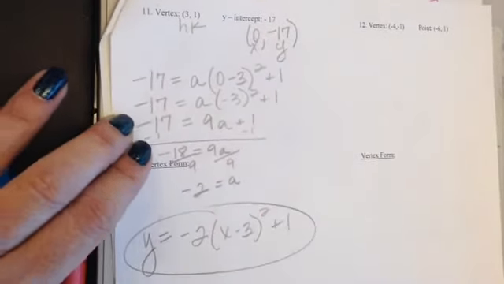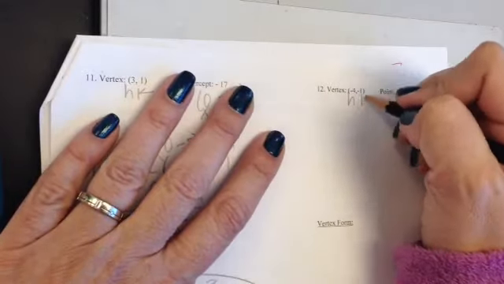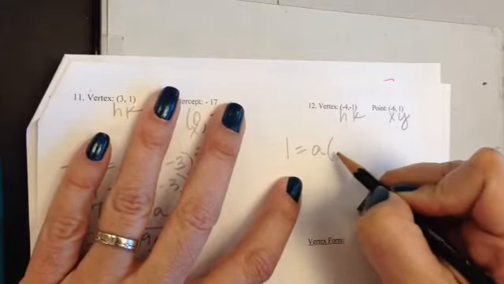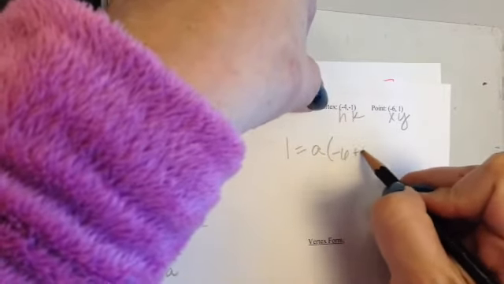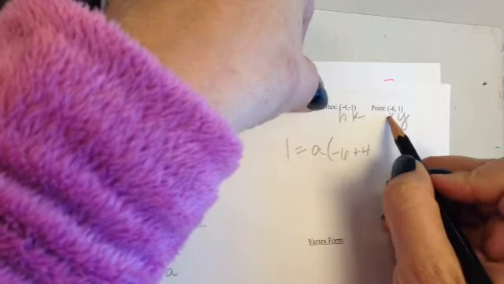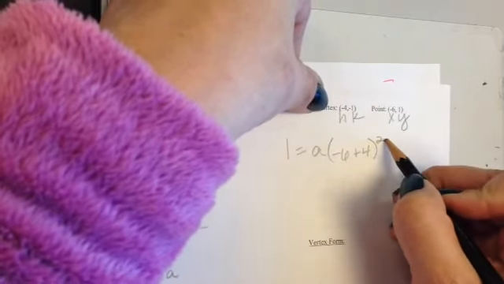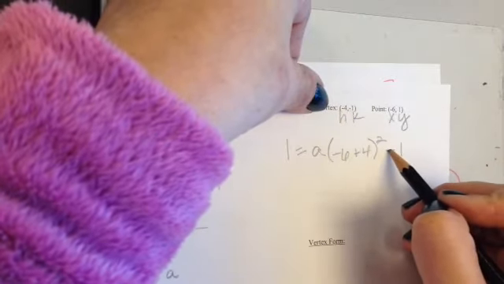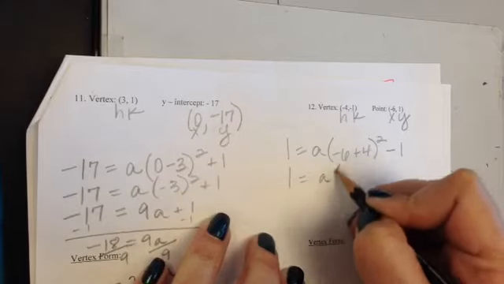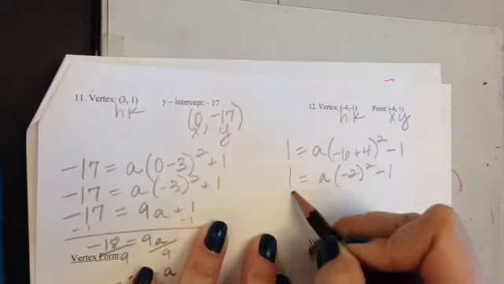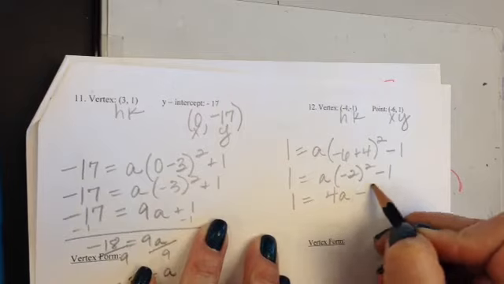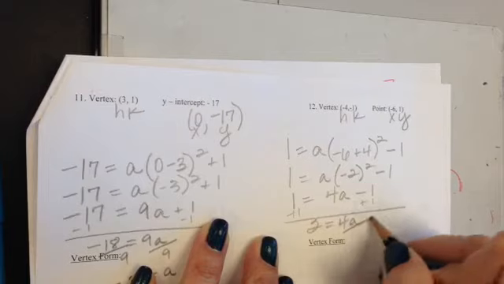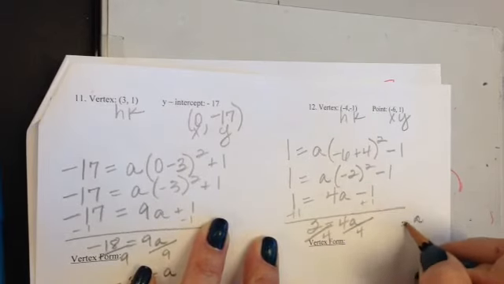Last but not least, last time to put one in vertex form, h, k, x, y. 1 equals my unknown a, (-6 plus 4), x minus h. Negative 6 minus negative 4 gives me x plus 4. I'm going to square that, and minus 1 because k is a negative 1. In this case, k is negative. A times negative 2 squared, 4a minus 1. Adding 1 to both sides, 2 equals 4a. A is equal to 0.5.